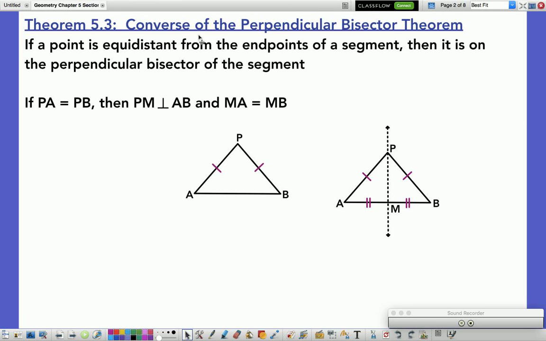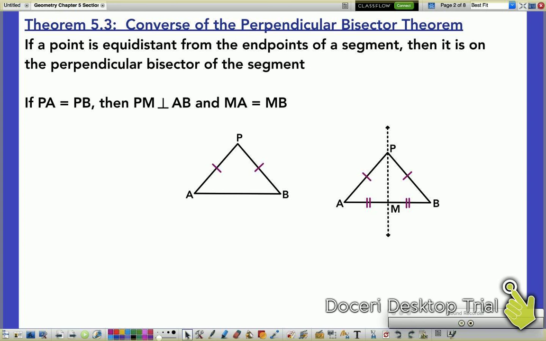All right, so the converse of the perpendicular bisector theorem says that if a point is equidistant from the endpoints of a segment, then it is on the perpendicular bisector of the segment. So if those two sides, PA and PB, are congruent, and I draw a perpendicular bisector like you see in the dotted line, that would make those 90-degree angles. And then I know they're perpendicular. So it's also going to make AM and MB congruent to each other.